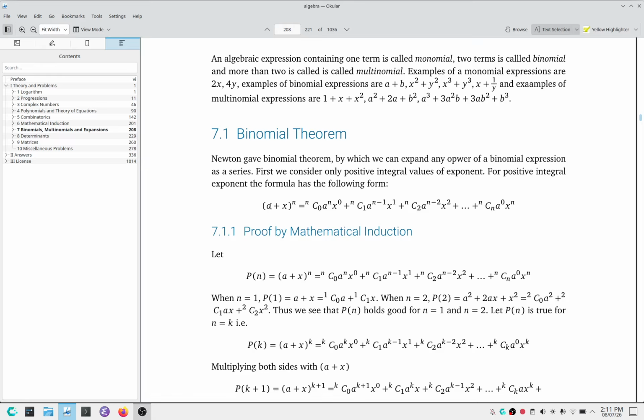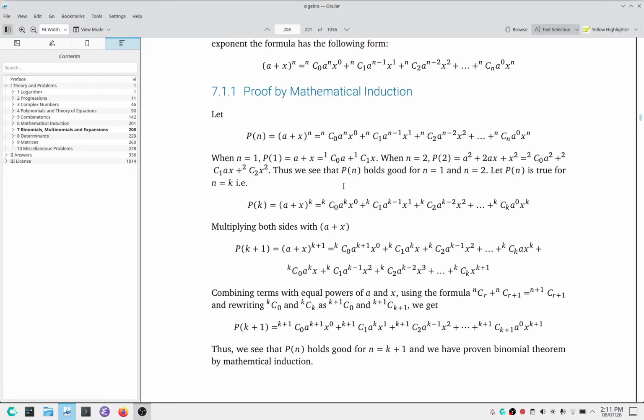The expansion is given by: if the binomial is a plus x raised to the power n, it is equal to nC0 a raised to the power n x raised to the power 0 plus nC1 a raised to the power n minus 1 x raised to the power 1 plus nC2 a raised to the power n minus 2 x squared, and so on up to nCn a0 x raised to the power n. Now we will prove this by mathematical induction.